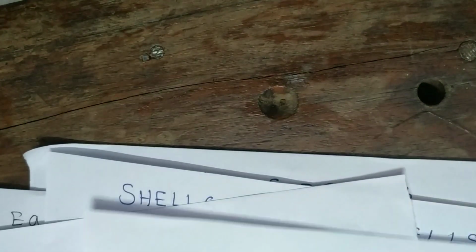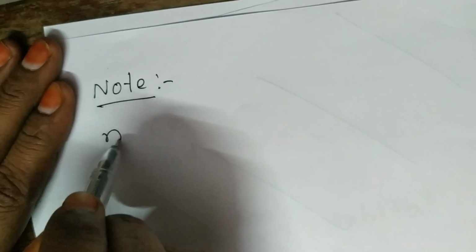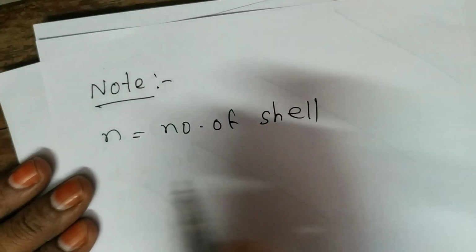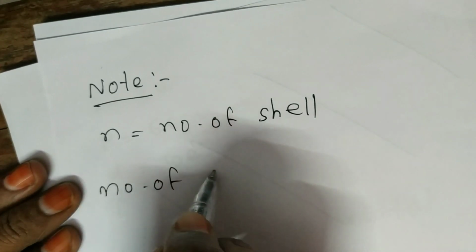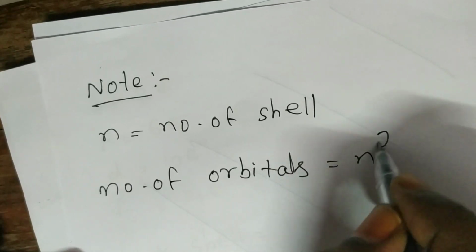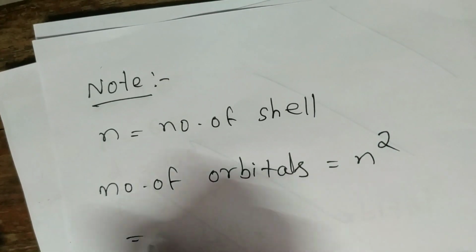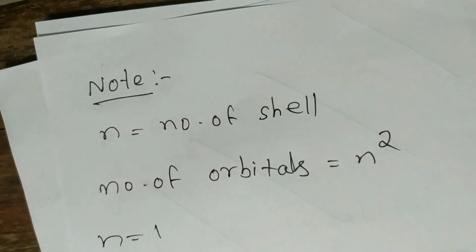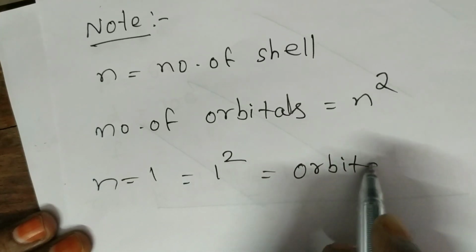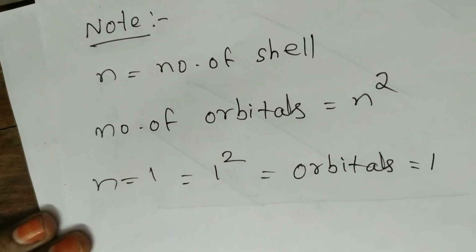See here, we are discussing the number of electrons and the number of orbitals. n is equal to the number of the shell, and the number of orbitals present in a shell is n square. For example, take n is equal to 1. So 1 square means only 1 orbital.